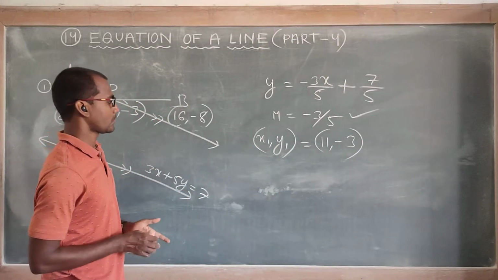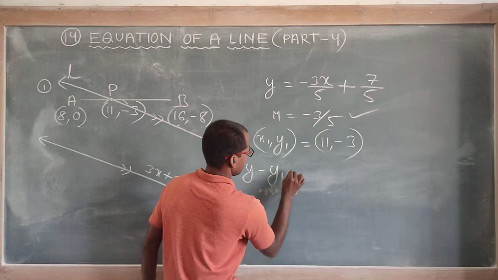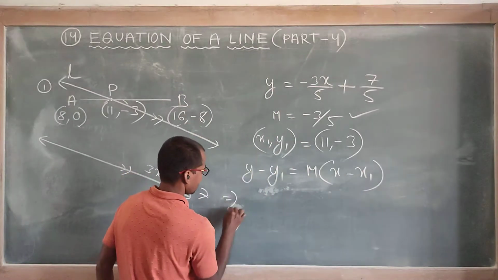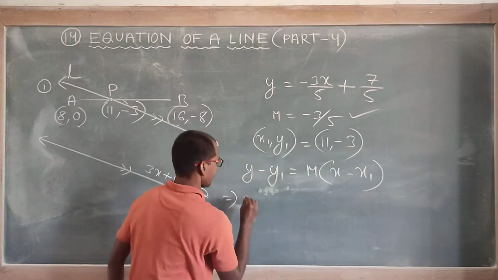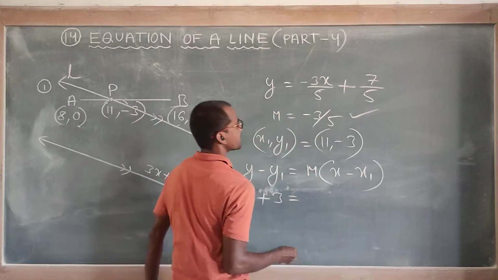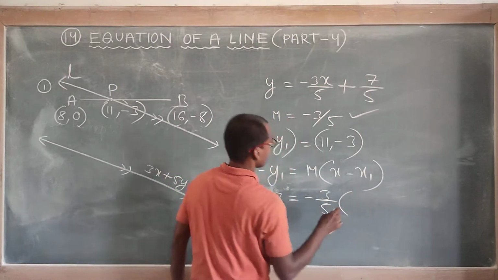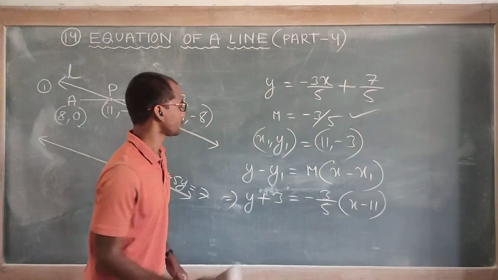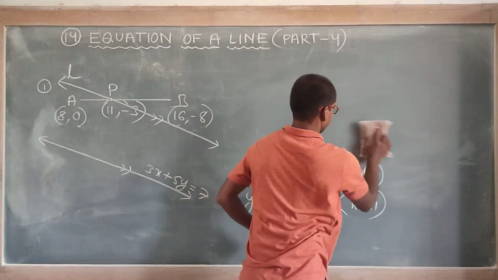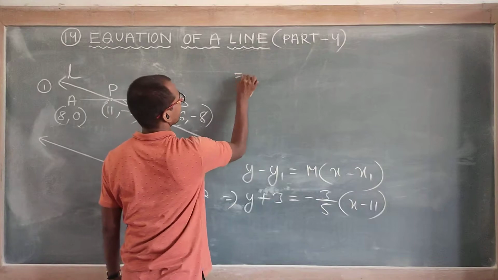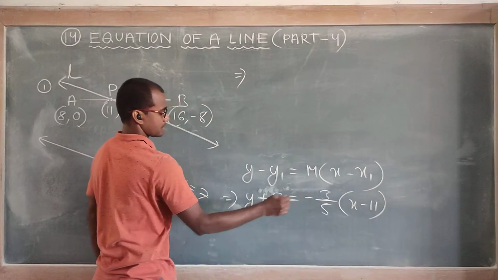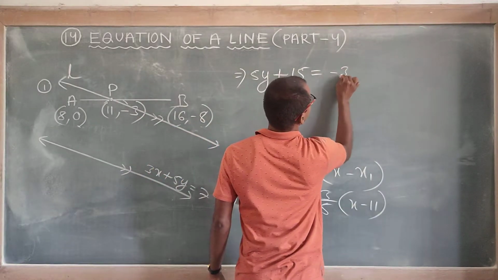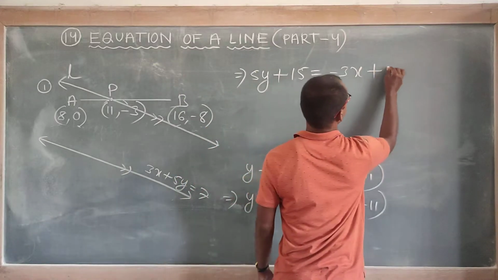Okay, slope point formula means y minus y1 is equal to m into x minus x1. So y minus y1 means y minus minus 3, which is y plus 3. M is minus 3 by 5. Okay, x minus x1 means x minus 11. So see this equation. Okay, 5y plus 15 is equal to minus 3x plus 33.